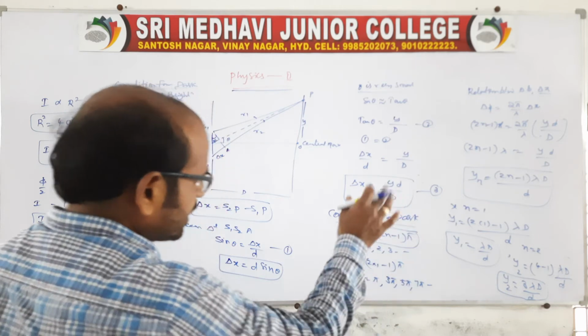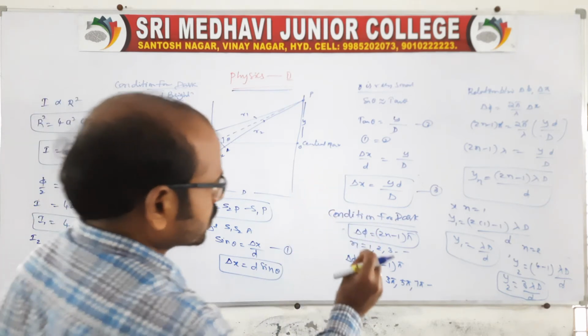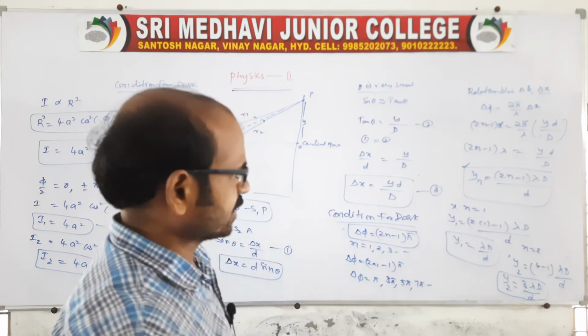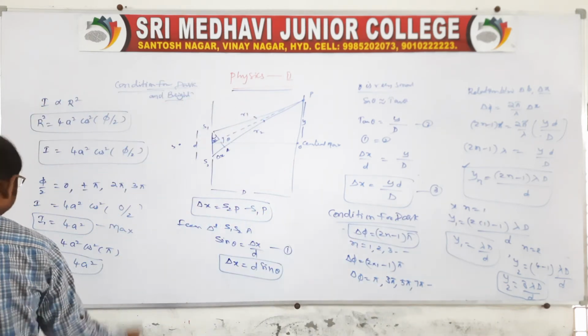So which is related to what now? We can say it is related to the condition for dark. So the condition for dark is yn is equal to (2n − 1) into λ capital D by small d. Let me tell you about intensities also.